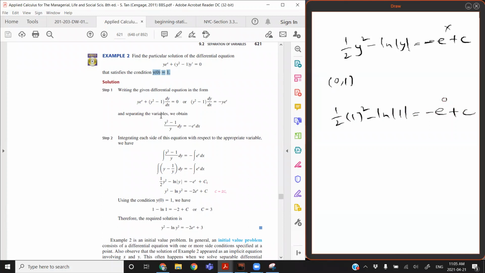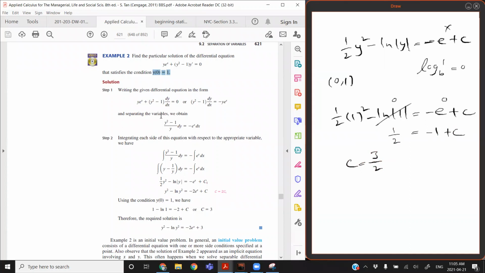0 plus c. You can see on this side, ln of 1 is 0, because generally log of 1 in whatever base is going to be 0, because b to the power of 0 is 1. And e to the power of 0 is also 1. So on this side, we get negative 1 plus c. On the other side, we get 1/2. So that means c is going to be 3/2.